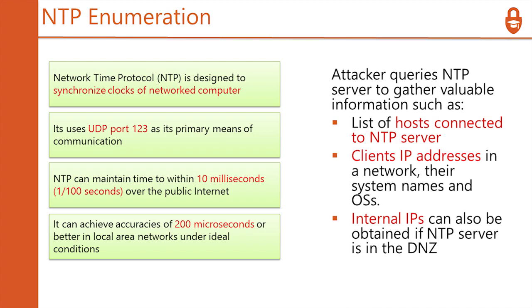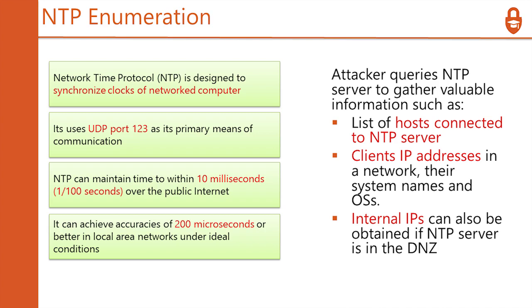Attacker queries NTP server to gather, we're looking at the little yellow box over to the right, valuable information such as a list of hosts connected to NTP servers, client IP addresses in a network, their system names and OSs. Internal IPs can also be obtained if the NTP server is in the DMZ. So if the NTP server's out in the DMZ and they can query this thing, they can get a lot of information because everyone should be synced up, right? This is very important to properly protect your NTP server.